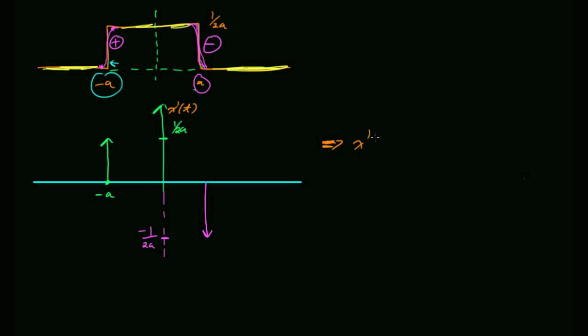If I had an impulse located at zero with area 1, its Fourier transform will be the constant 1. But now what I've got is an impulse not whose area is 1, but whose area is 1 over 2a. Okay, so that just gives me the constant 1 over 2a. And now my impulse isn't located at t equals 0. It's been shifted to the left by a units. So how do I account for the fact that it's been shifted to the left by a units?